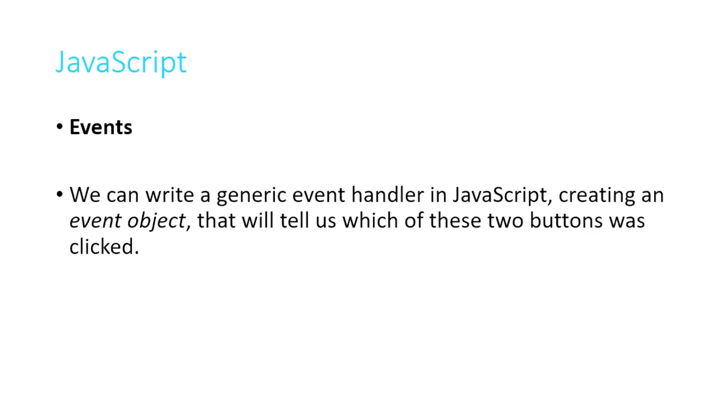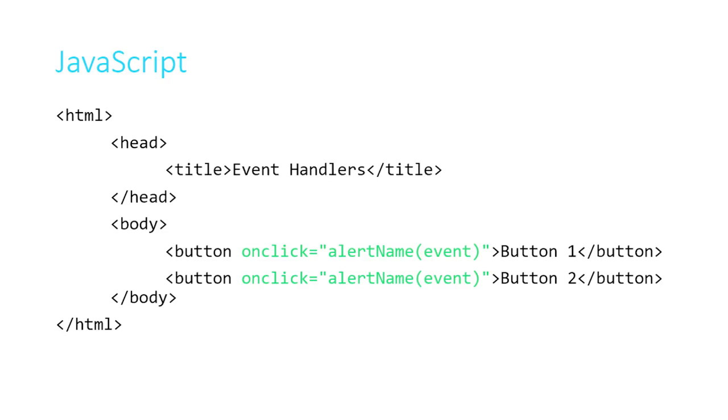We can write a really generic event handler in JavaScript, for example, that creates an event object and will tell us which of those 2 buttons was clicked. And it might look something like this: button onClick equals alertName(event). If we do this, we have basically set up our HTML so that when either button 1 or button 2 is clicked, the alertName function will be called and an event will be passed in. The event is automatically generated by the page, and it basically contains all of the information about what just happened.